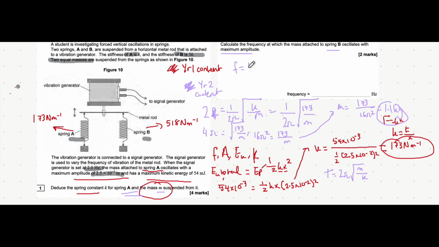So the frequency equals 1 over 2 pi multiplied by root spring constant of spring B, which we found is 518, because it's 3 times the spring constant that we previously found for spring A. And we divide that by the mass of spring B, which is the same as the mass of spring A, because it says 2 equal masses earlier on. It's a bit of a puzzle because it's given us so much information here, but let's put that into the calculator. 518 over 1.1, and your final answer is 3.45 Hertz.